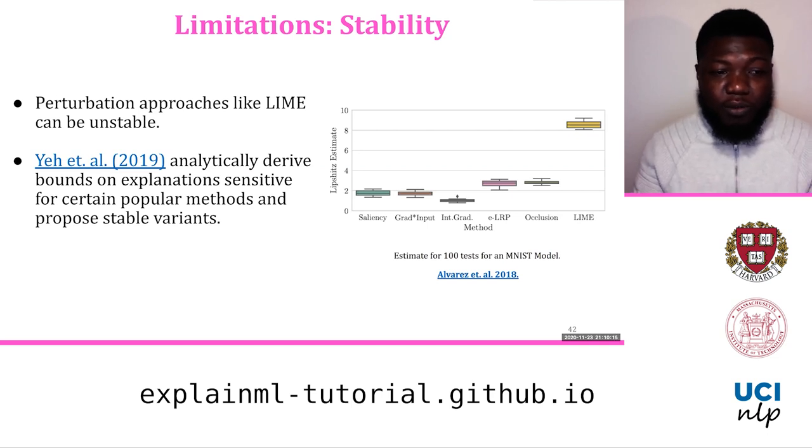In recent work of Ye et al. at NeurIPS 2019, they were able to analytically derive bounds on the sensitivity and the fidelity of several different explanation methods and also propose stable variants.